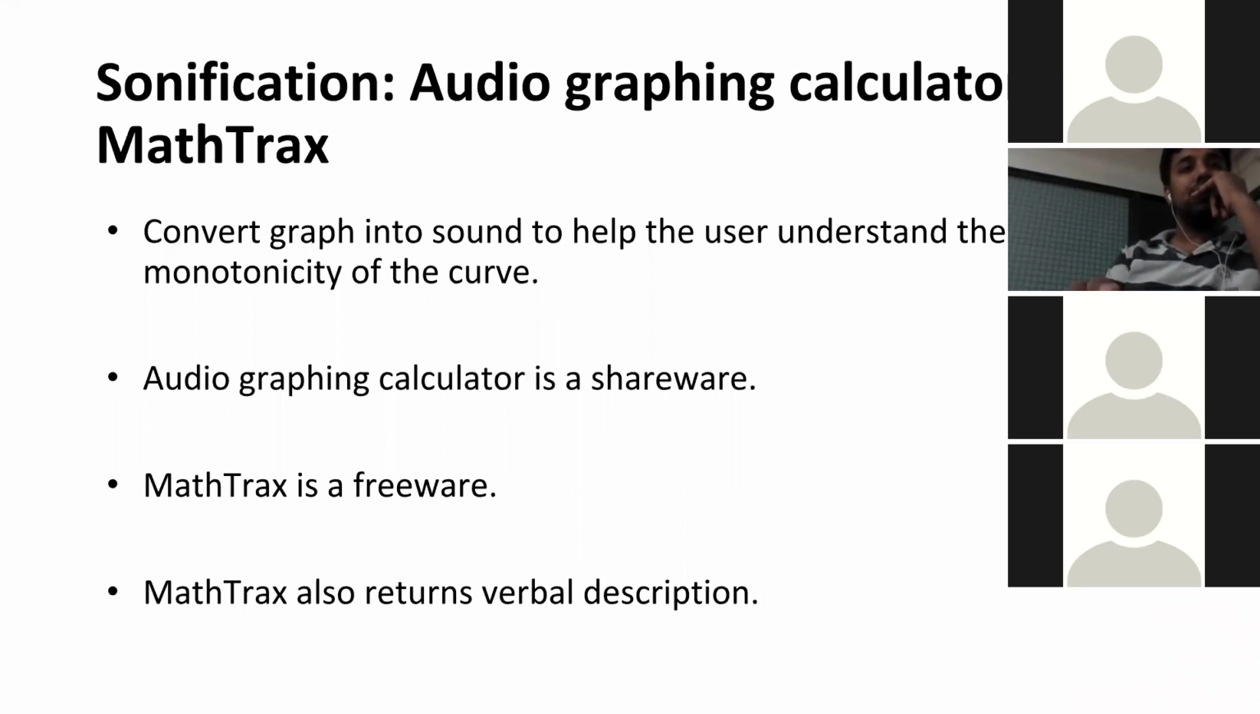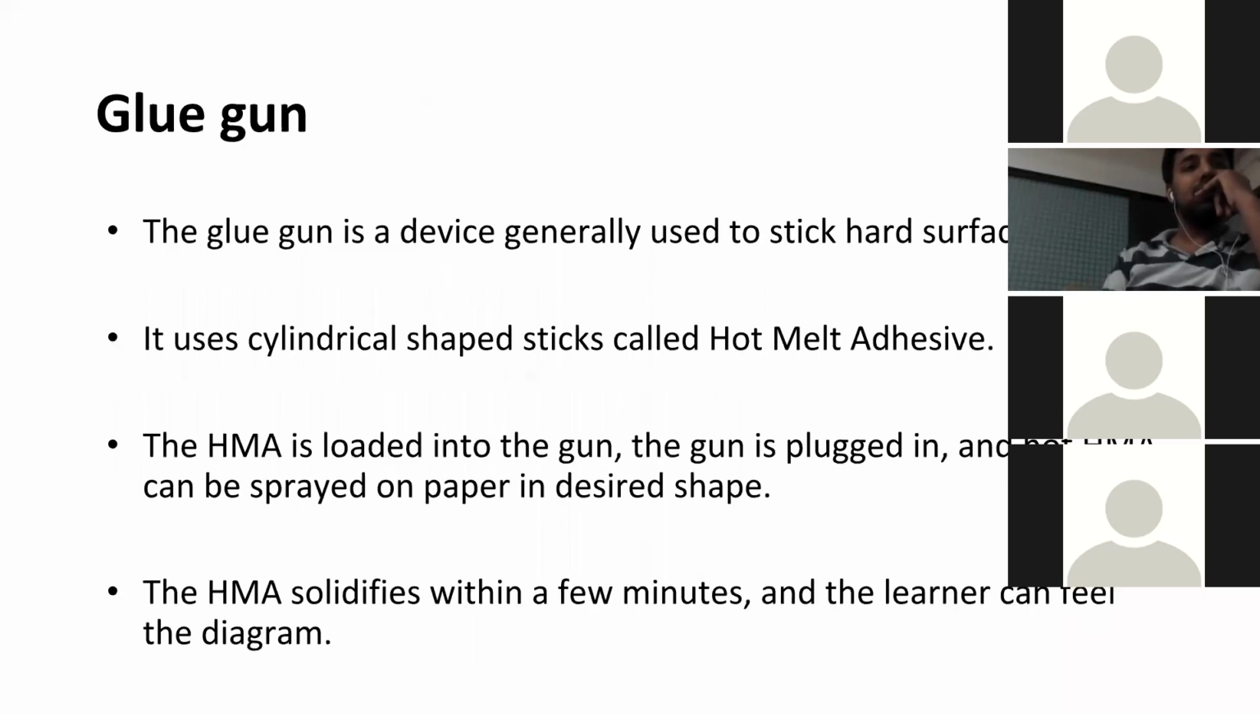Secondly, coming to the tactile mode, or touch, we have a device known as a glue gun, which is basically used to stick things to hard surfaces. It uses cylindrical sticks known as hot melt adhesives, and these HMAs are loaded into the gun and then sprayed onto a paper into the desired shape of the graph that we want. Then this information can be accessed by the user when it's solidified, maybe after a few minutes, so that a person can touch the graph and learn the information about it.